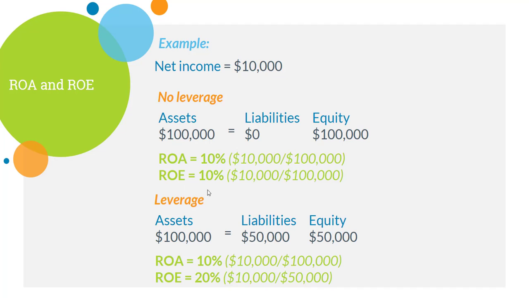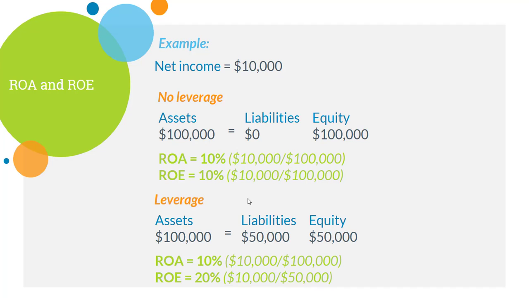Now, don't get me wrong, they increased their ROE from 10% to 20%, but the only reason that metric went up is because they loaded themselves up with some debt. They went from zero debt to $50,000 in debt. So ROA is telling you how efficiently you are using your assets. You are doing a fantastic job. You're doing 10%, next year went to 12%, next year went to 15%, so you're doing a good job.